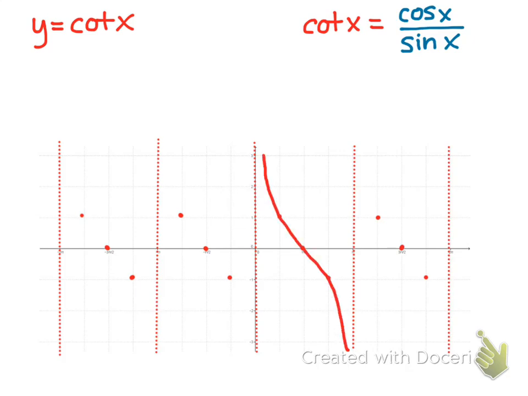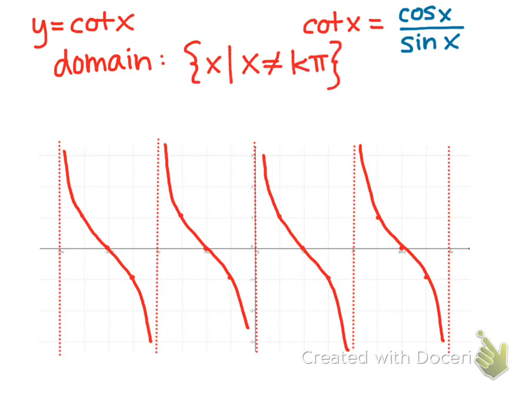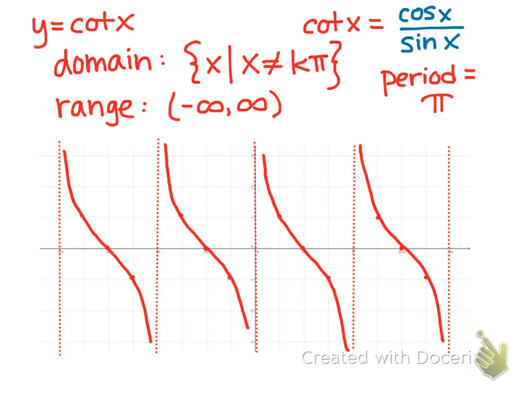And we get a similar shape, not flattening out as we pass through the axis. The domain is all reals except for the multiples of pi, integer multiples of pi. The range is all reals, and the period, like with the tangent function, is pi. And there we have it.